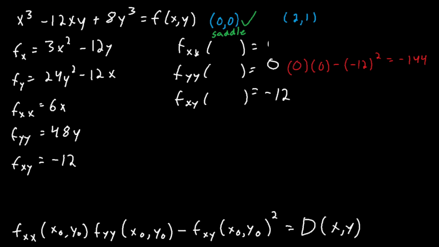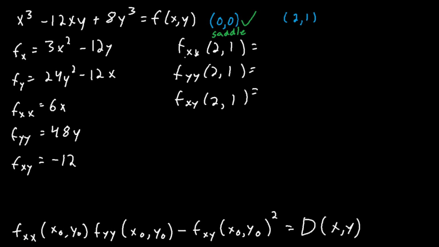So the next extrema point would be 2 and 1. I'll just fill in 2, 1 here. If we plug in 2 and 1 for our x and y, into the double xy partials, you get 2 for this. So this gets 12, and then you get 48 for this because the value of y is 1. This, no matter what, stays negative 12, so we just keep this still.